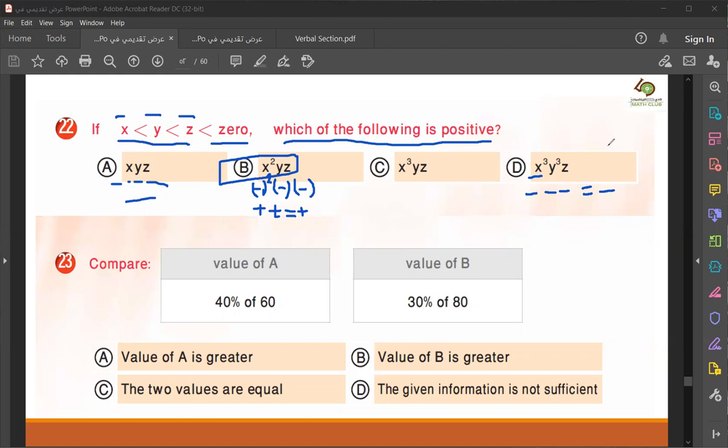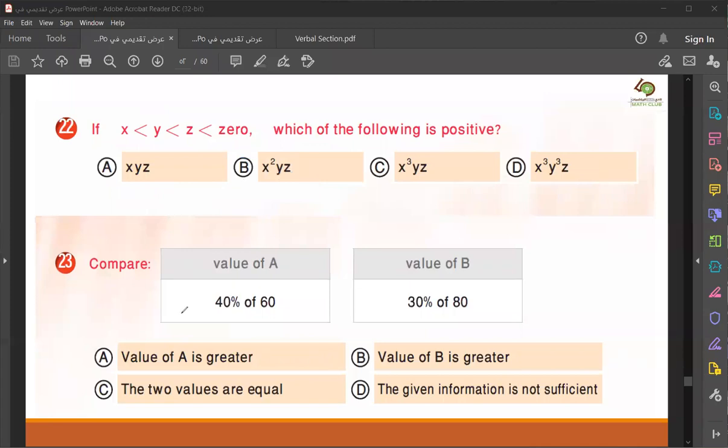Do you see, my student? If the power is an odd number, then the answer is negative. Okay, now compare number 23. Compare between two values. 40% of 60. What will I do? How do I find 40%? I can write it directly.